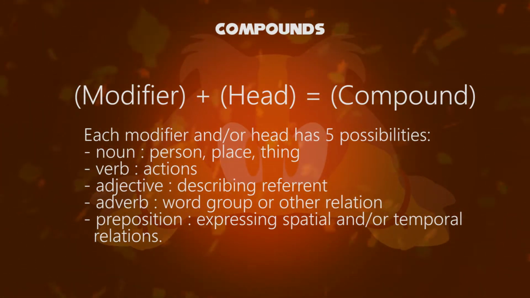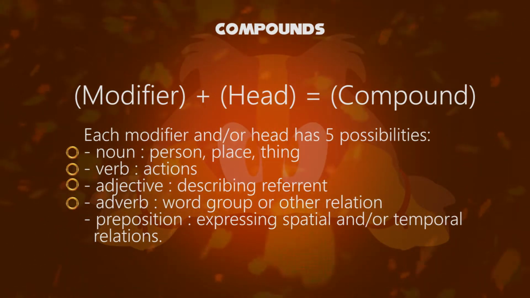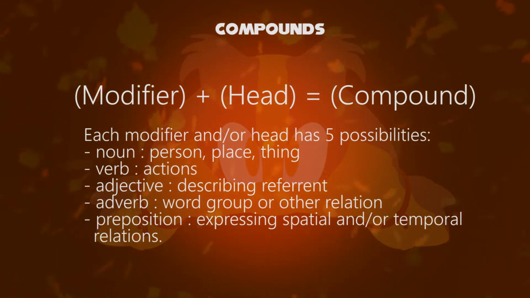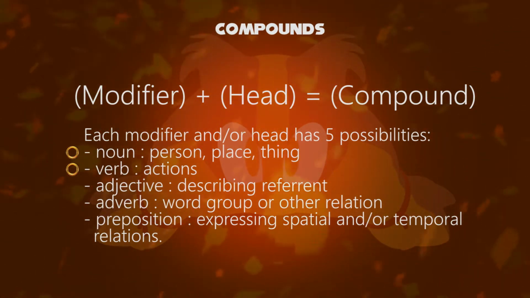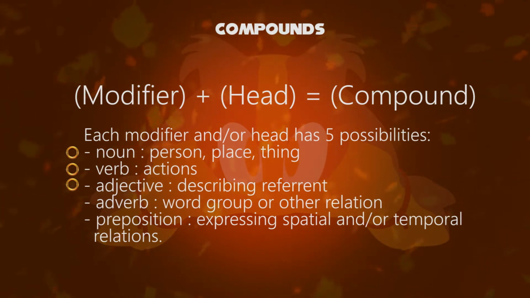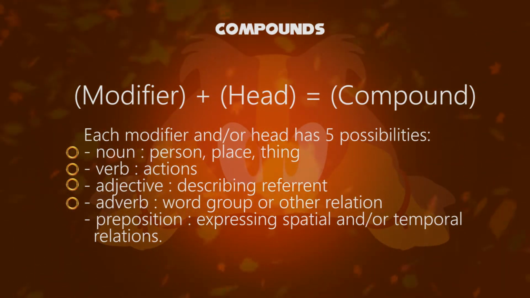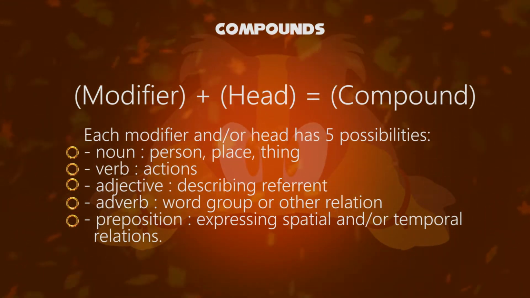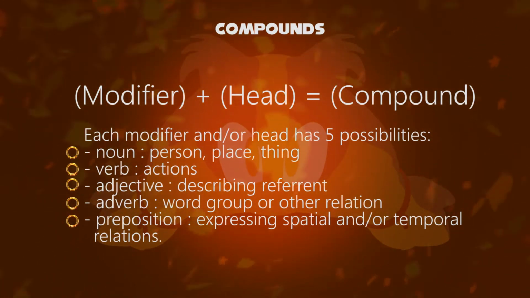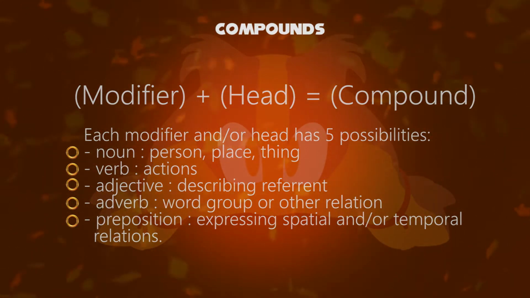Each modifier and head may be a noun, verb, adjective, adverb, or preposition. Nouns such as place or thing. Verbs such as various actions. Adjectives such as describing its referent. Adverbs such as word group or other relation, as we discussed before. And prepositions such as expressing spatial or temporal relations. So there are 5 possibilities for each modifier and head.